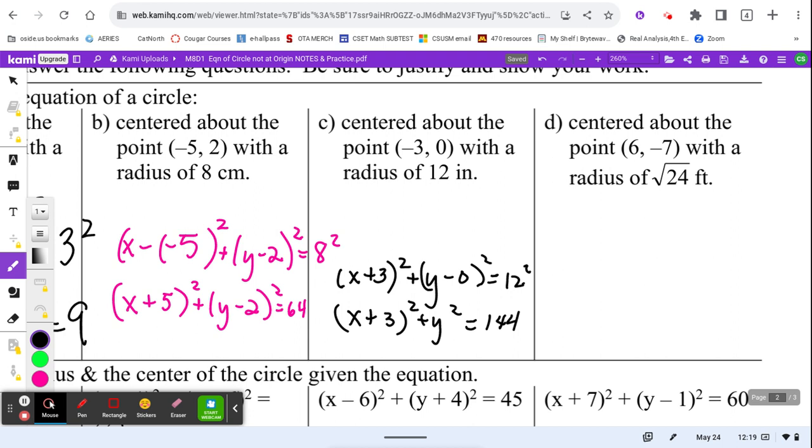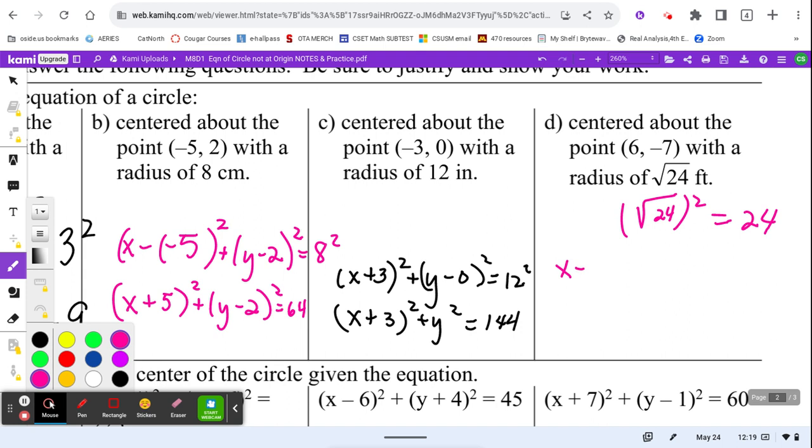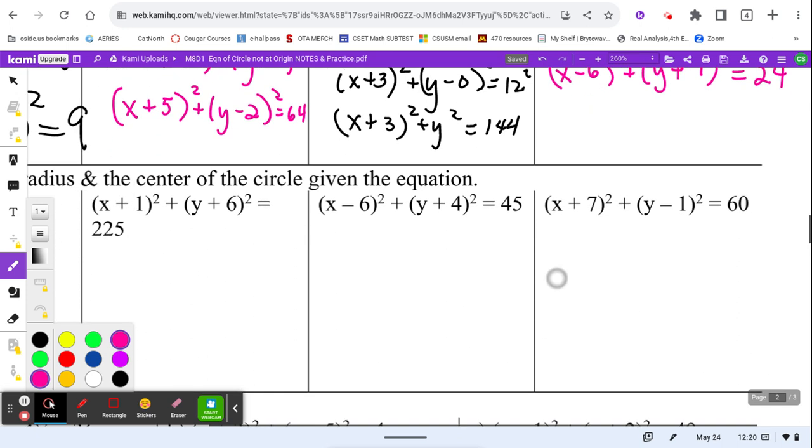All right, now notice this one has the square root of 24. The square root of anything squared is just whatever is inside. This is when we don't have a perfect square. Sometimes our radius is going to be a decimal or a radical that's going to get simplified. It's not a perfect square. So this turns into x minus 6 squared. Y minus a negative 7 turns into plus 7. And then the radius squared, square root of 24 squared, is 24. How'd you do on that one? That one got a little tricky.